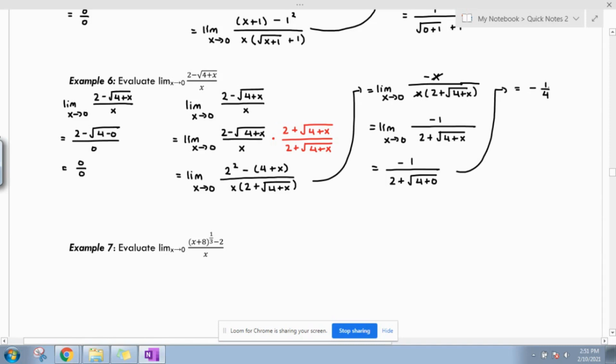So for examples 5 and 6, we used rationalization. More specifically, we rationalized the numerator. Sometimes you'll have to rationalize the denominator. You just have to notice where the radical is at the very beginning and then go from there. All right, let's take a look at example 7, because I'm sure that looks very different now.